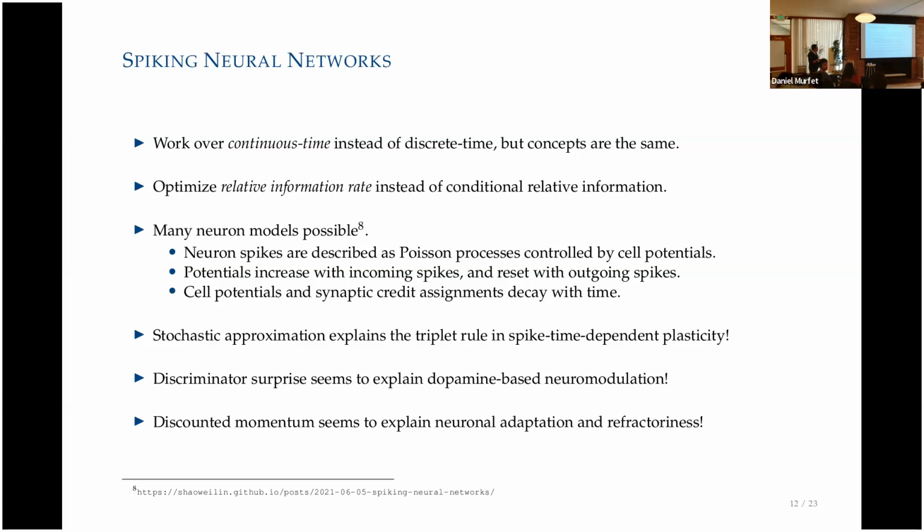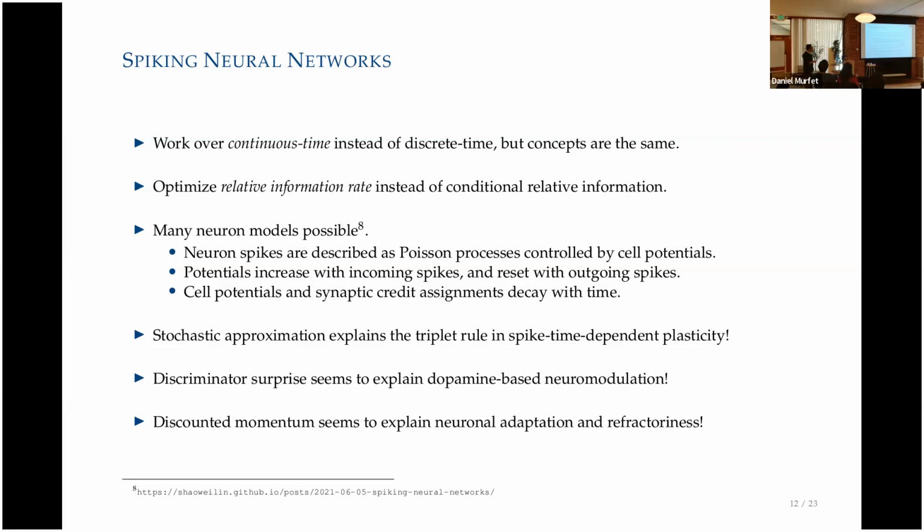And third, it turns out that many different kinds of spiking neural models are possible. There are many different spiking networks that we could design, but they will all have very similar behavior. The main things that I think are important in all these models are, number one, neuron spikes are described as Poisson processes controlled by the cell potential. So the cell potential affects the rate of Poisson spiking. Second, the potentials increase with each incoming spike, and they reset with outgoing spikes. This also is a crucial part for the models to succeed.